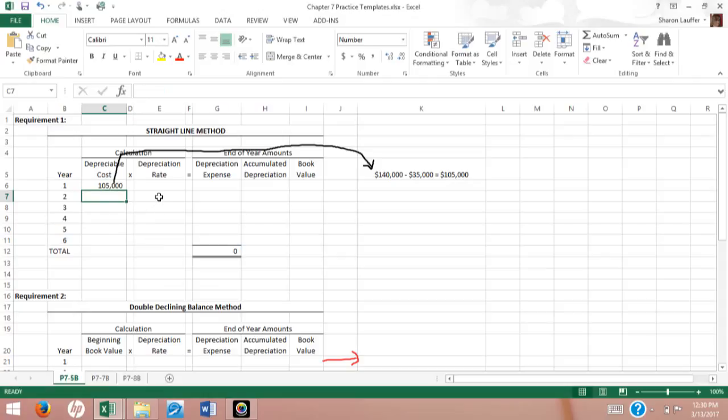Now we only are going to depreciate this machine for $105,000 because, if you think about it, we paid $140,000 for the machine and we're using some of that value over the course of 4 years. But at the end of the 4 years, that machine is not going to be worthless in this particular case. We think we're going to recover about $35,000 of that cost. So we're not going to depreciate the amount that we're not actually going to use, which is the $35,000. We're only going to depreciate the value of the machine that we believe we're going to use up, which in this case is $105,000.